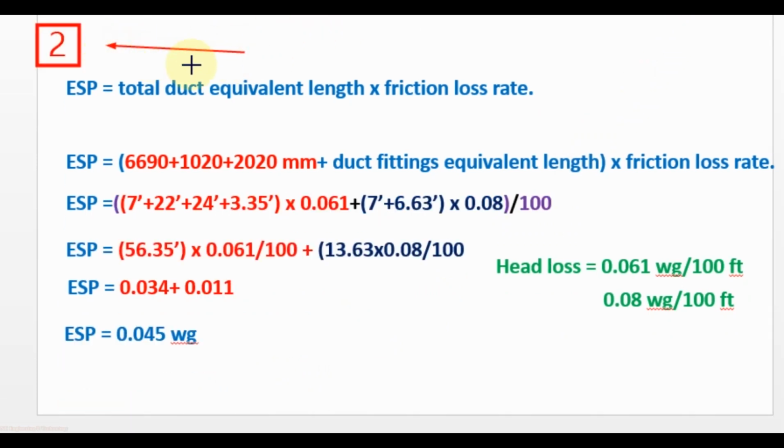Second method is to add the equivalent length for all duct segments having the same head loss value. This duct segment has the head loss value 0.61 and this duct segment has the head loss value 0.08 water gauge per 100 feet. Then after calculation we get the total external static pressure value 0.045 water gauge.